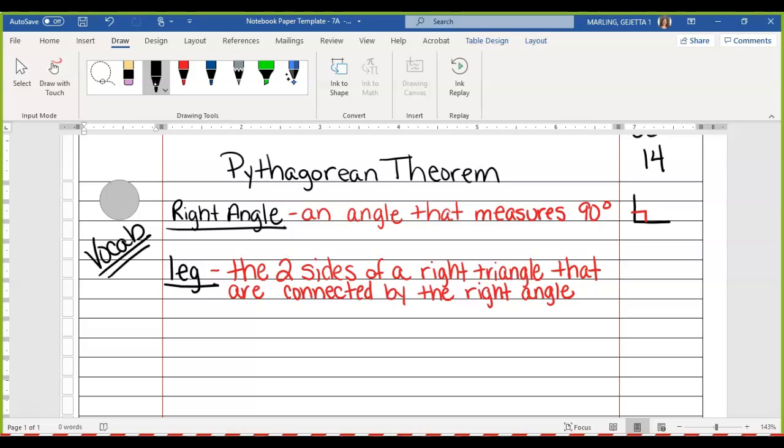What I mean when I say that is, if I have this right triangle here with our right angle, and I look at the sides, this side and this horizontal side are the two sides of the triangle that make that right angle. So that means this is a leg and that is a leg of the triangle.